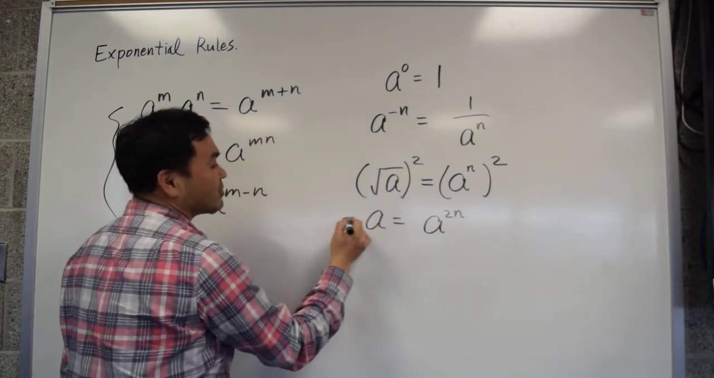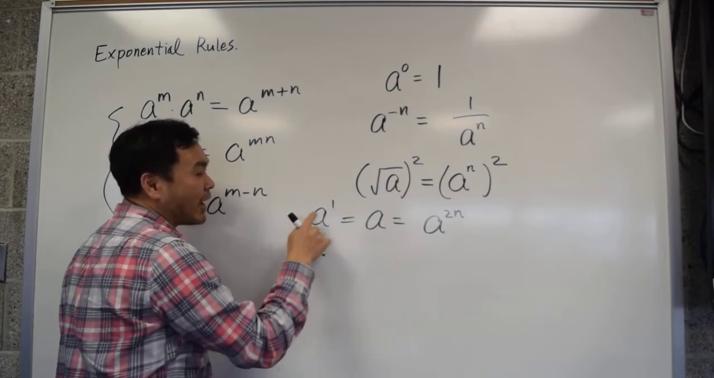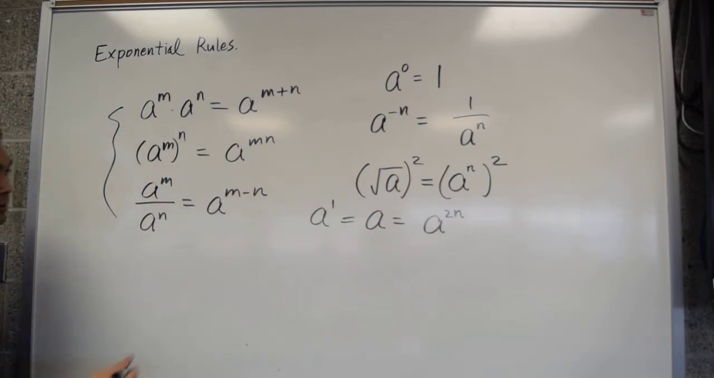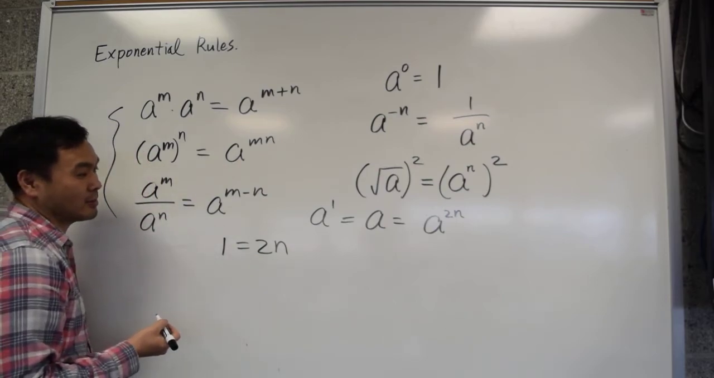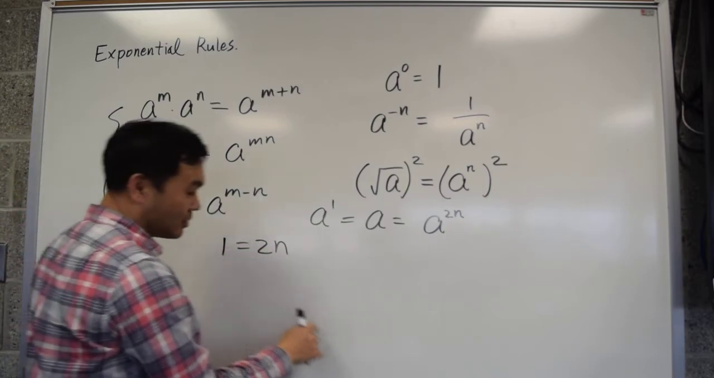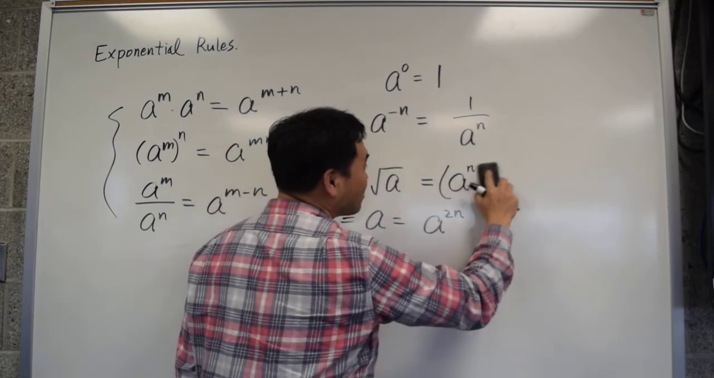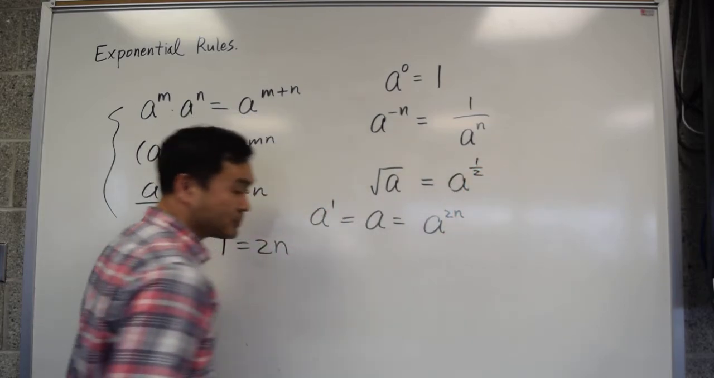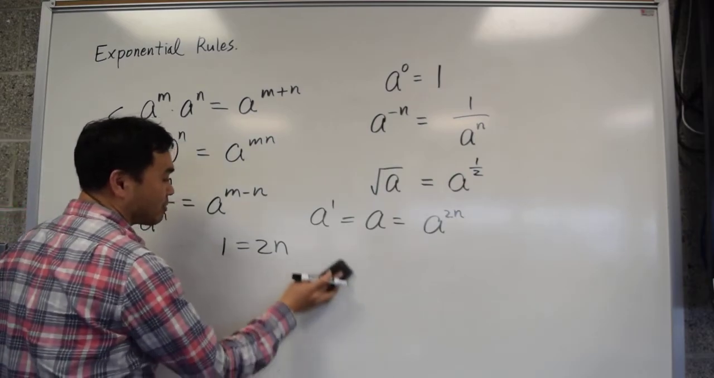Now, a by itself is a to what power? First power. So if a to the first power is equal to a to the 2n, what is n? If 1 is the same as 2n, what's n? 1 half. 1 half times 2 is 1, right? Okay? So going back, here's what we just found out. Square root of a is the same as a to the 1 half power.